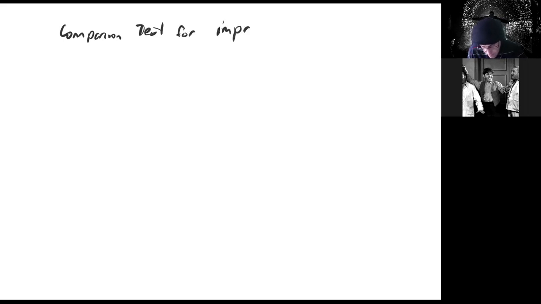Okay, so there's one more type of issue in this section, which is going to be very important when we get to the last topics in the course. It's called the comparison test for improper integrals. And it's for the improper integrals. I'm going to state it only for improper integrals of the first kind.